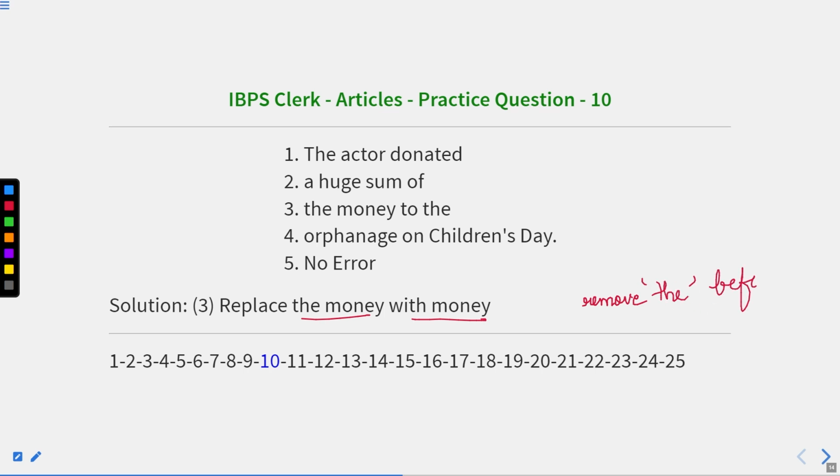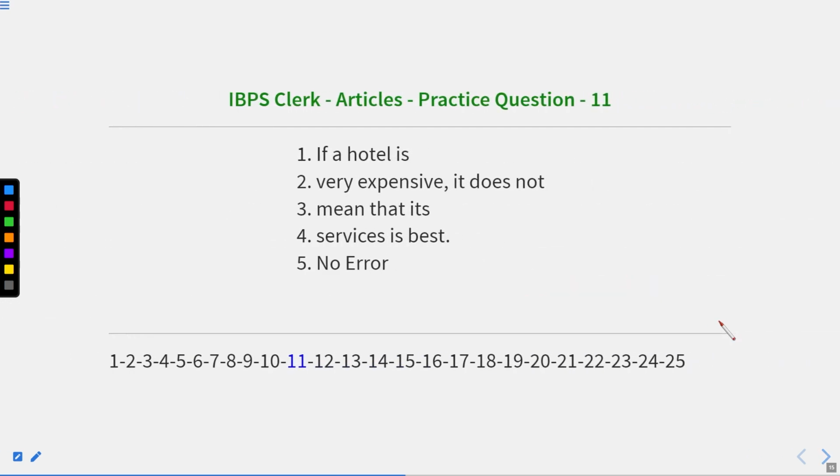So we just have to remove "the" before money. So this will be the correct answer. Now let us move to the next one. That is question number 11.